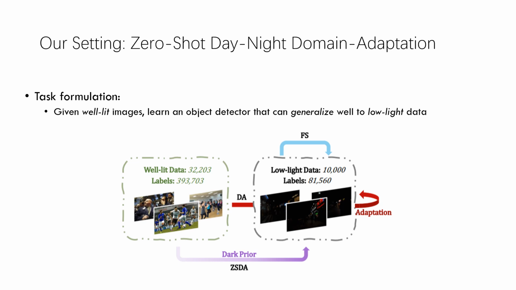Specifically, we work in a new setting called zero-shot denied domain adaptation. Different from the prior paradigms that work in fully supervised or domain-adaptive learning, we are only given well-lit images, and we aim at learning an object detector that could generalize well to the low-light data.